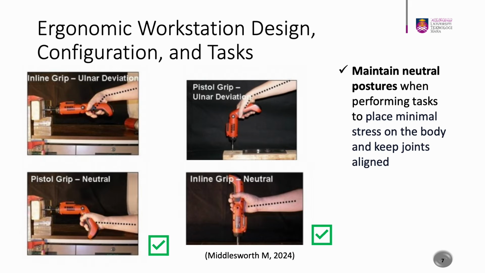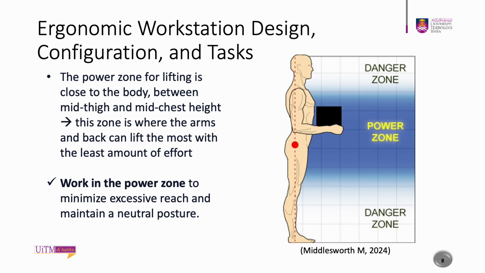In addition, perform tasks in neutral postures to minimize stress applied to the muscles, tendons, nerves, and bones to reduce musculoskeletal disorders. Using the right tools in the right posture will enable neutral postures to be maintained. Work in the power or comfort zone for lifting tasks. This is to maintain neutral posture, minimize excessive reach, and reduce force, as this is the zone where the arms and back can lift the most with the least amount of effort.